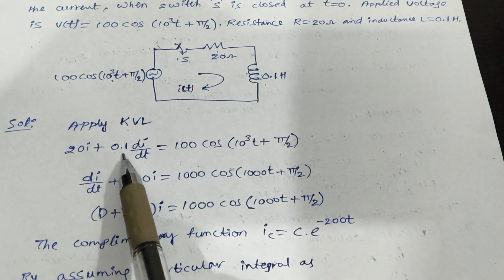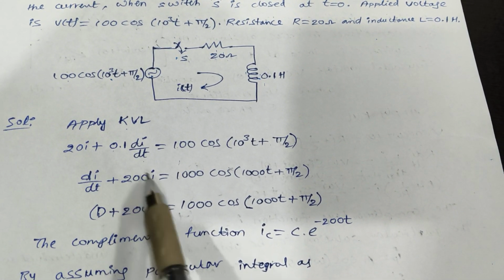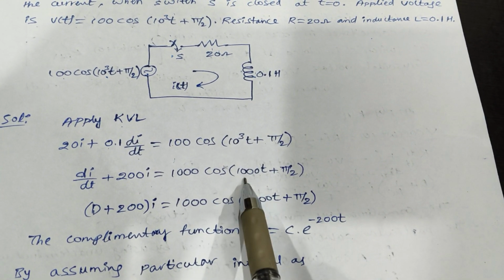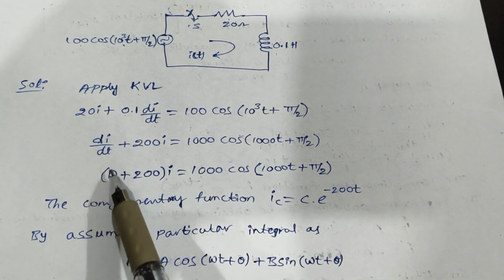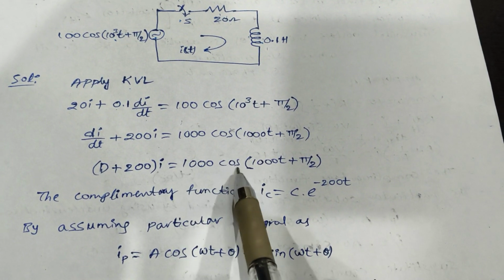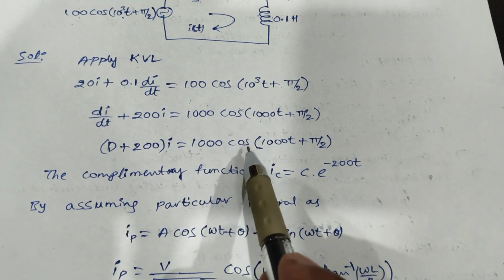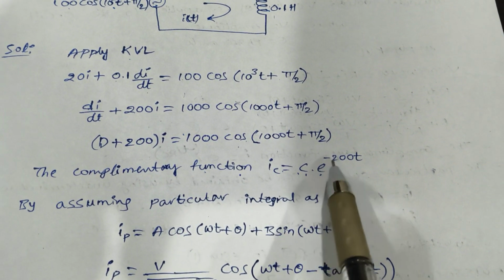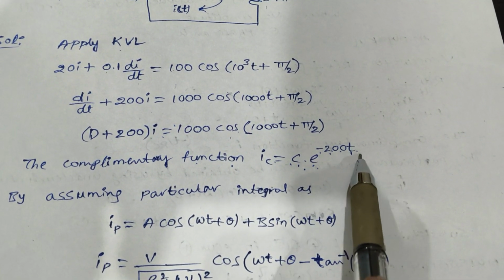By dividing both sides by 0.1, we get di/dt plus 20/0.1, which is 200 times i, equal to 100/0.1, which is 1000 cos(1000 t + π/2). For the characteristic equation, assuming D equal to d/dt, (D + 200) i is equal to 1000 cos(1000 t + π/2). This will have both a complementary and a particular solution. What is the complementary function? i_c is equal to C e^(-pt), where p is the coefficient of i, so i_c is equal to C e^(-200 t).